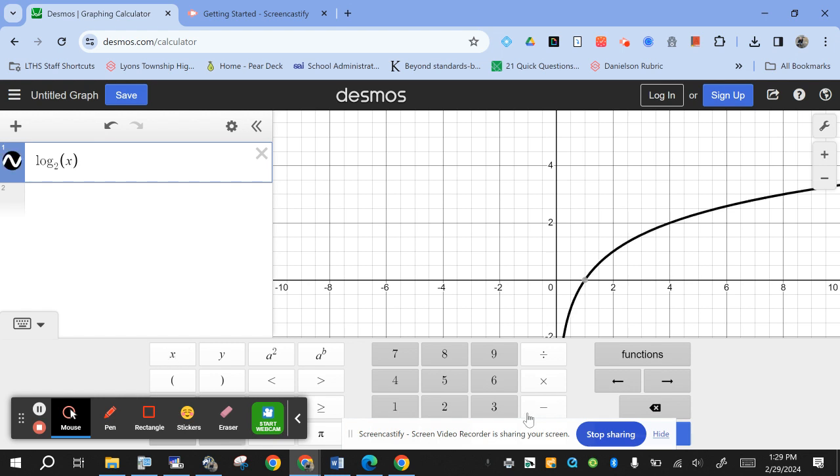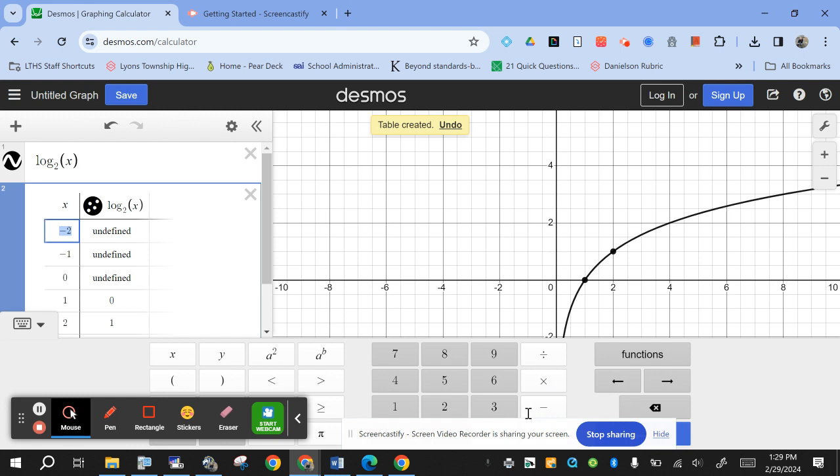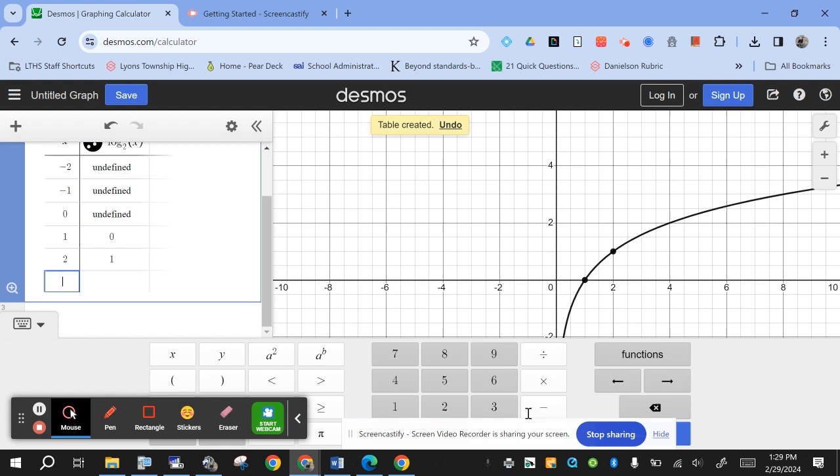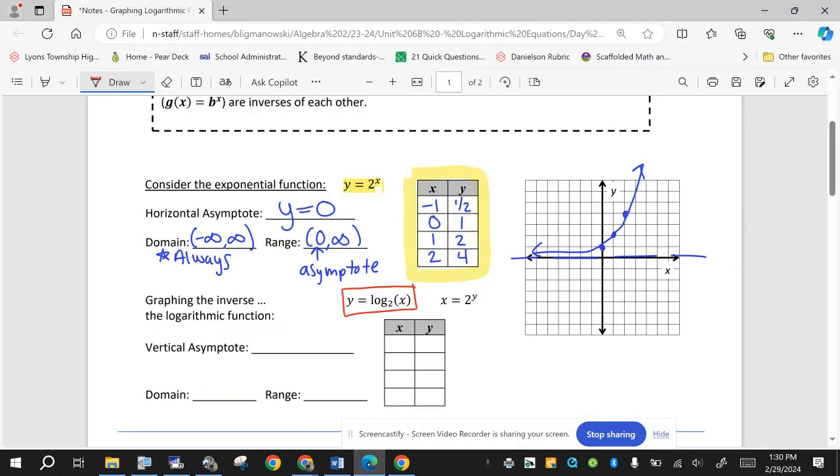And let's get a table of values. So I'm going to hit my settings tool, get my table. And it looks like I have a lot of undefined points. So let's see, if I type 3, nope, I don't get a nice number. Let's try 4. Okay, so I'm going to stick with these 3 numbers. So 1, 0, 2, 1, 4, 2. I'm going to copy those into my table, and I'm going to plot those points: 1, 0, 2, 1, 4, 2.